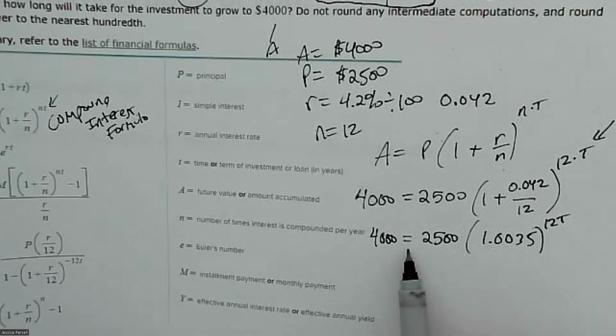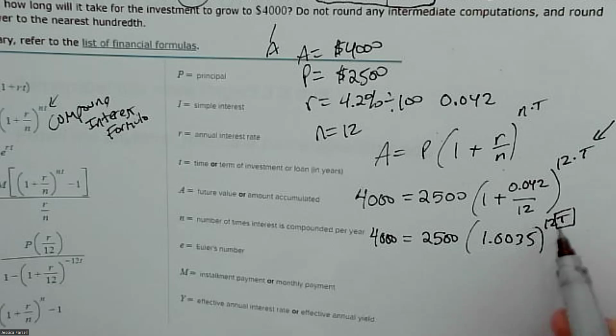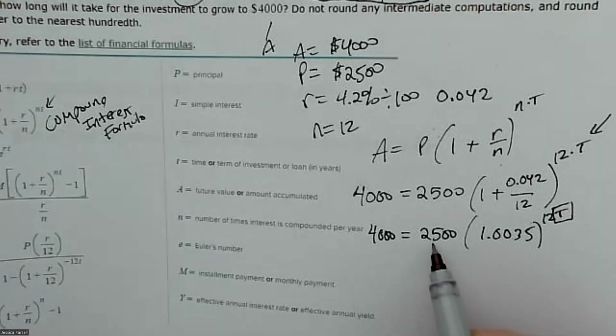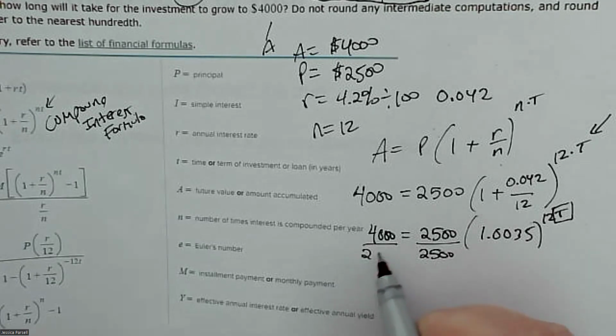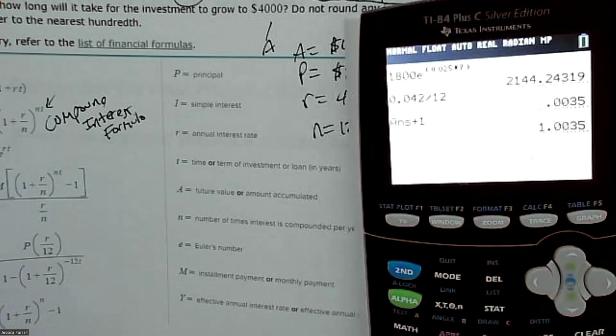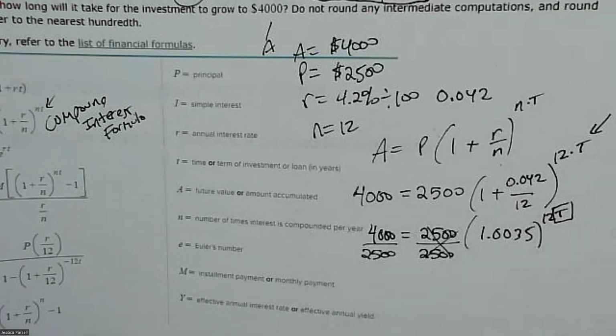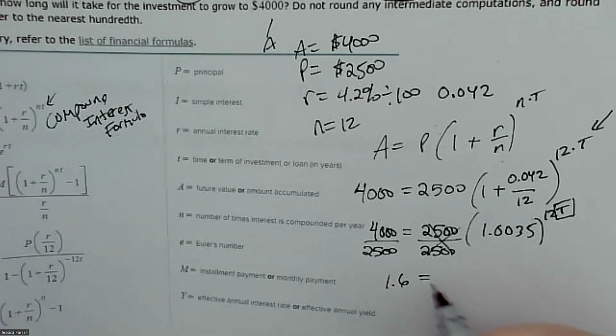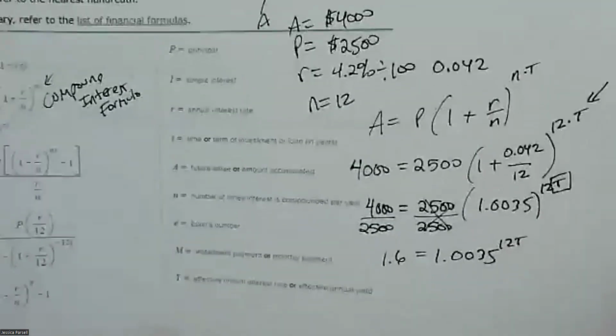Okay, we're in equals land, which means we're in algebra land. What you do to one side, you can do to the other. The whole goal is to get this t by itself, but we have all of this other stuff going on with it. So you are allowed to take 2,500, which is multiplying all this, and to undo multiplication in algebra, you divide. So we're going to do 4,000 divided by 2,500. That's going to cancel that out and start to shrink things down. Again, you can do this on any calculator: 1.6. Okay, so 1.6 is equal to 1.0035, 12t up here.